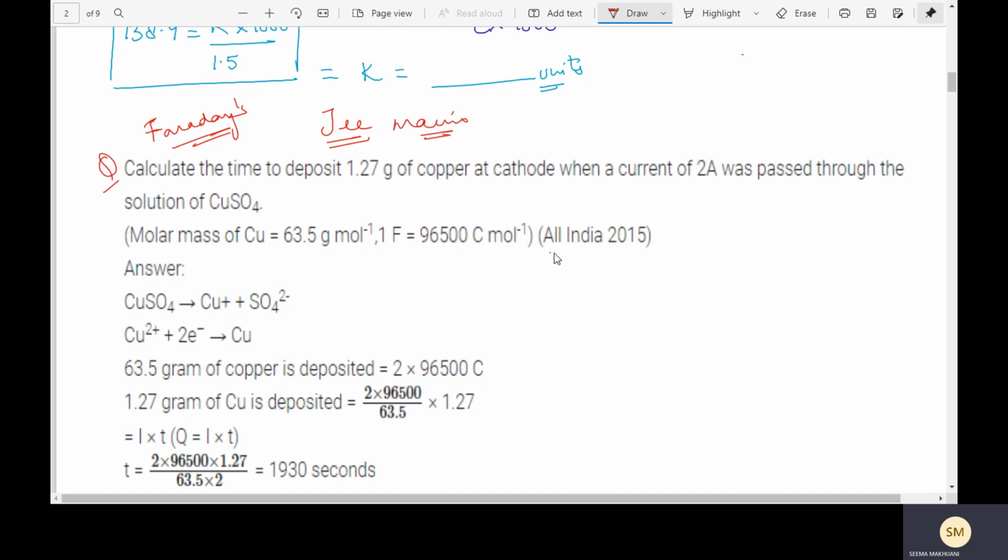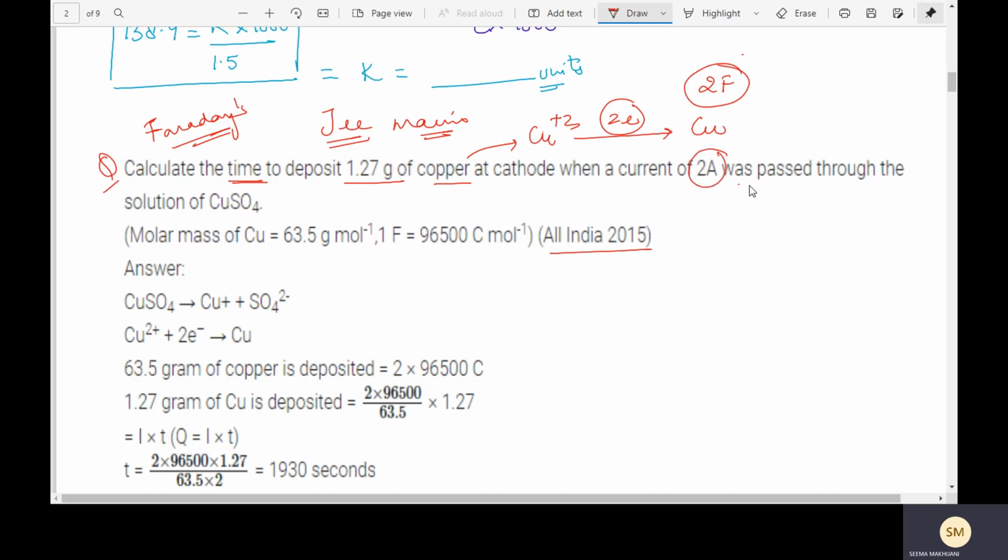Now this question is All India 2015 का क्वेश्चन है. Calculate the time to deposit 1.27 grams of copper. कॉपर जब भी बोलते हैं ना बेटा, तो we always refer to it as +2. तो मतलब कॉपर को डिपॉजिट करने के लिए you will require 2 electrons, और अगर 1 mole डिपॉजिट करना है तो you will require 2 Faradays according to the Faraday's first law.